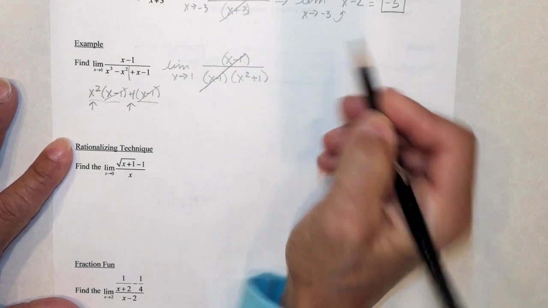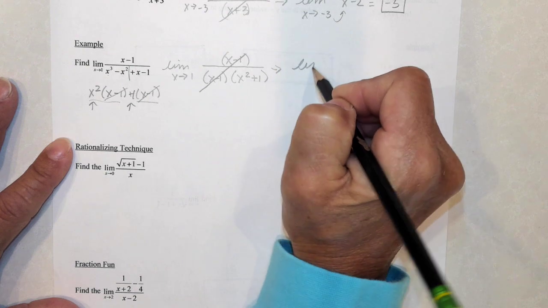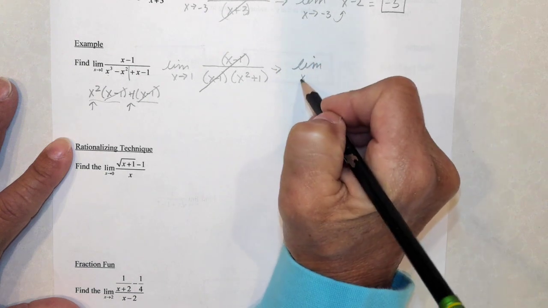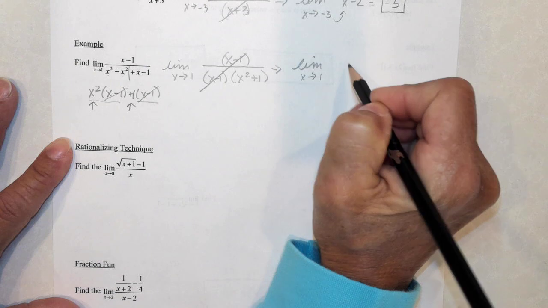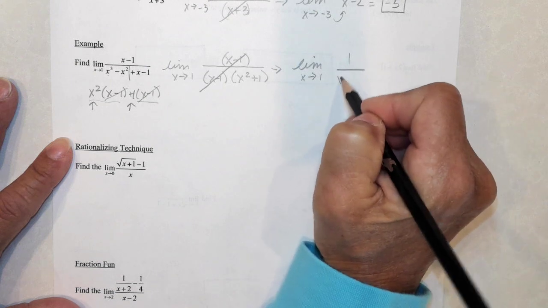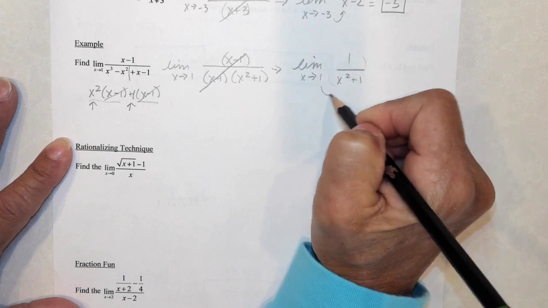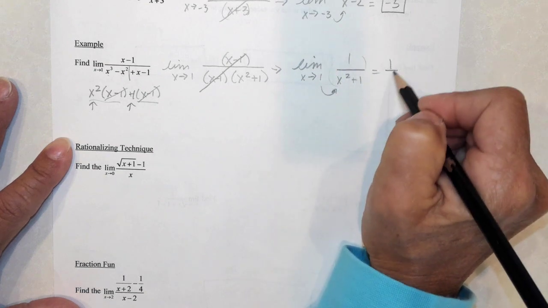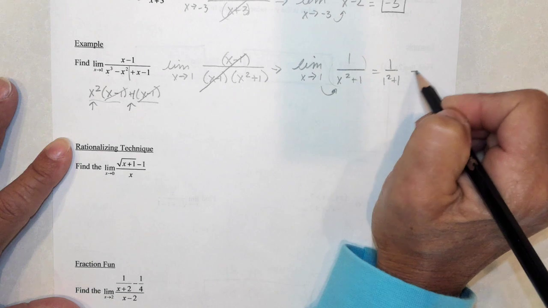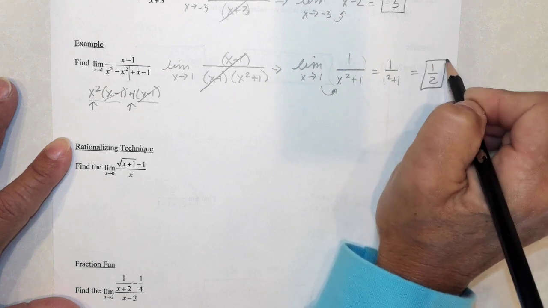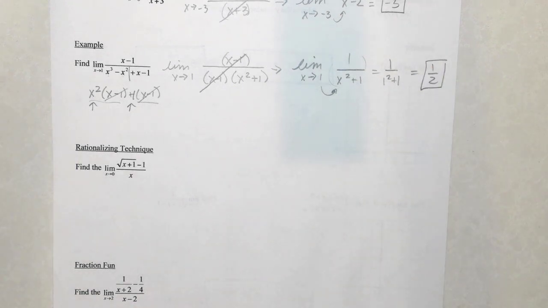These are the same, so they cancel. So ultimately, my problem becomes the limit as x approaches 1 of 1, since I canceled everything, over x squared plus 1. And now it's not a problem. Now I can put that 1 in there. I'll end up with 1 over 1 squared plus 1, or 1 half. So the limit of that function is going to be 1 half.